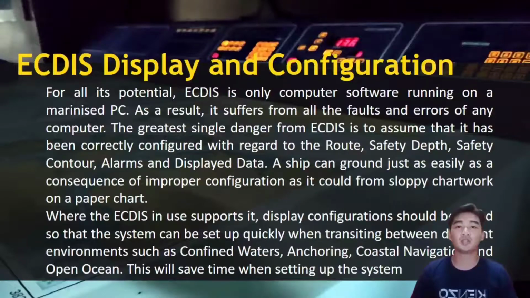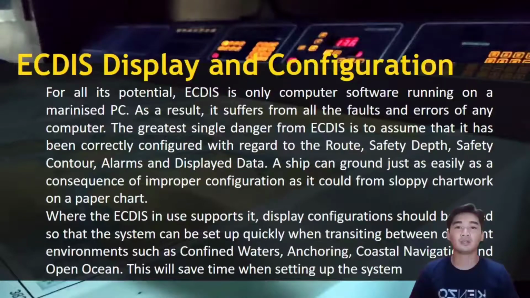The greatest single danger from Ecdis is to assume that it has been correctly configured with regard to the route, safety depth, safety contour, alarms, and displayed data. A ship can ground just as easily as a consequence of improper configuration as it could from sloppy chart work on a paper chart. For us to avoid any accidents due to any mishaps with regards to the faults and errors displayed on Ecdis, we have to check every data presented by the Ecdis.